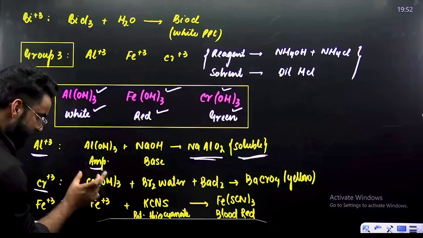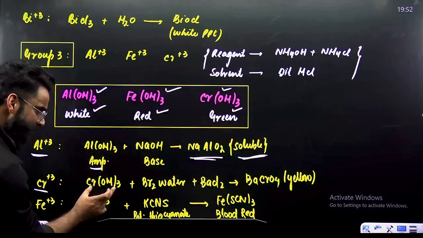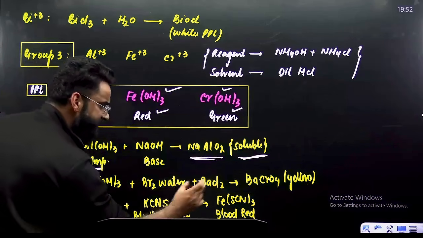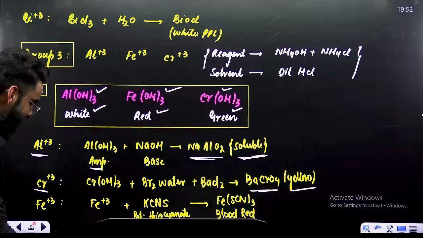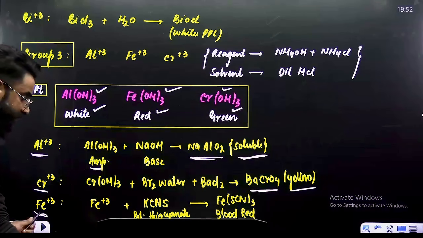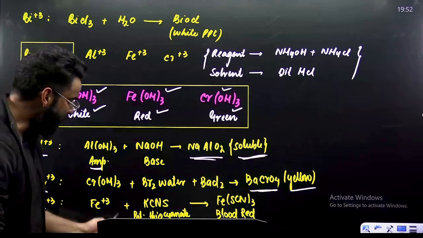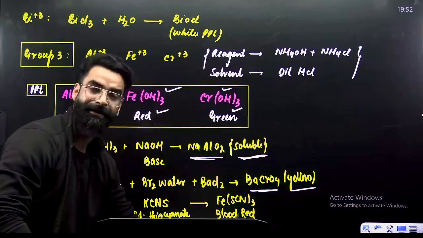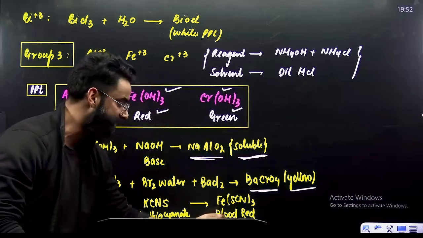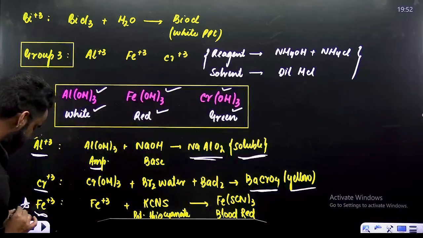Cr3+. You get the hydroxide of this chromium, right? On treatment with bromine water and BaCl2, what do you get? You get BaCrO4, barium chromate, which is yellow in color. Similarly, Fe3+ detection. Fe3+ on reaction with potassium thiocyanate gets a complex that is blood red. It is a blood red complex, your Fe(SCN)3. This is also important. Remember this particular thing as well.